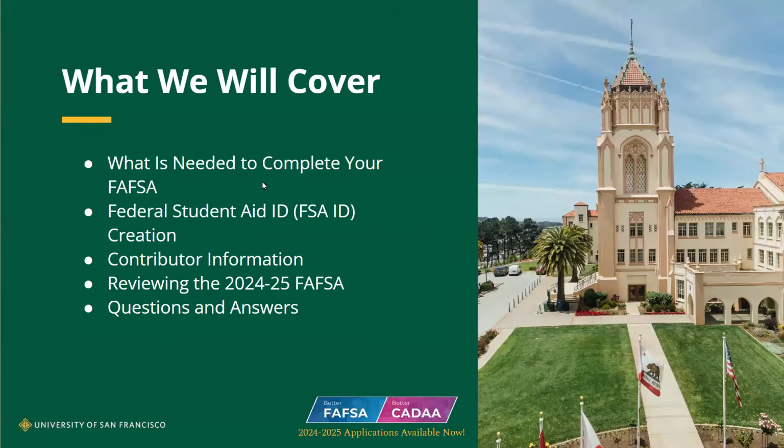So what are the things that we'll cover today? So first, we'll talk about what do you need to complete a FAFSA? How do you create a federal student aid ID? And we call that the FSA ID. Contributor information. There were a lot of changes this year, and now people who are required to put information on the FAFSA, they're called contributors. It used to be parent, student, and spouse. They're now all called contributors. We're going to review the 24-25 FAFSA, and then hopefully we'll have some time for Q&A.